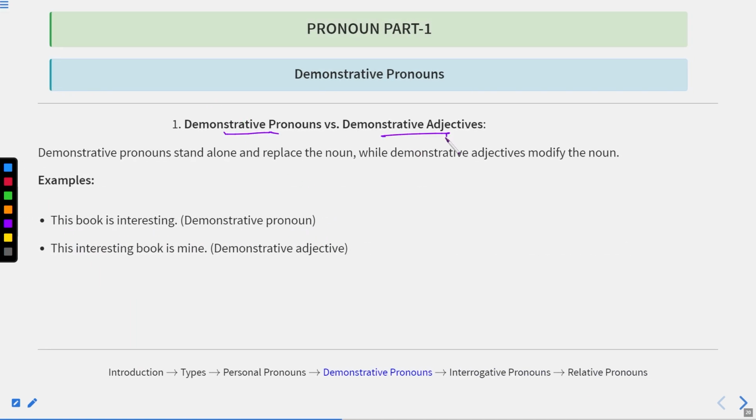Demonstrative pronoun versus demonstrative adjectives. Demonstrative pronouns stand alone and replace the noun, while demonstrative adjectives modify the noun.